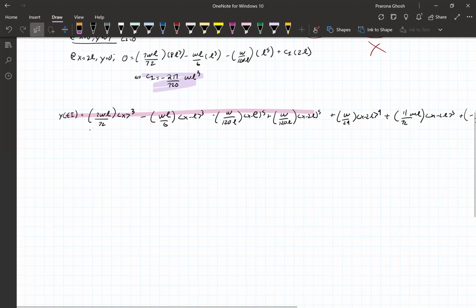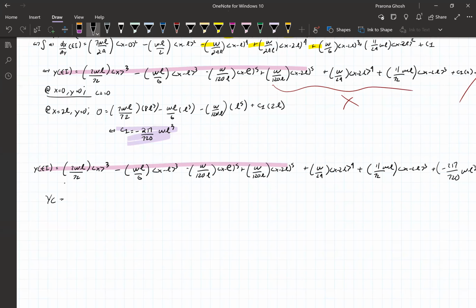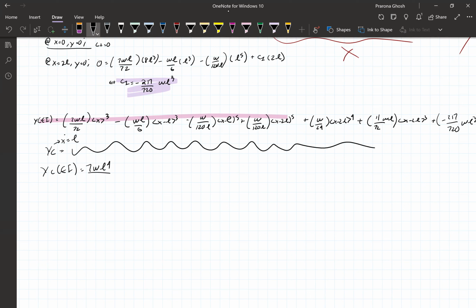And then we want deflection at C. So yC, C happens at x equals L. When you put everything in, you can do it yourself, but your last step should be yC EI equals 7WL4 over 72 minus 217 over 720 WL4. Then you should get yC equals negative 49 over 240 WL4 over EI, and that's the correct answer.